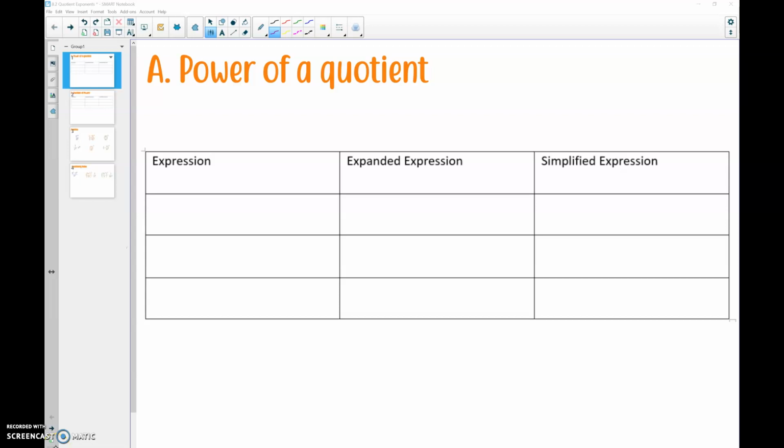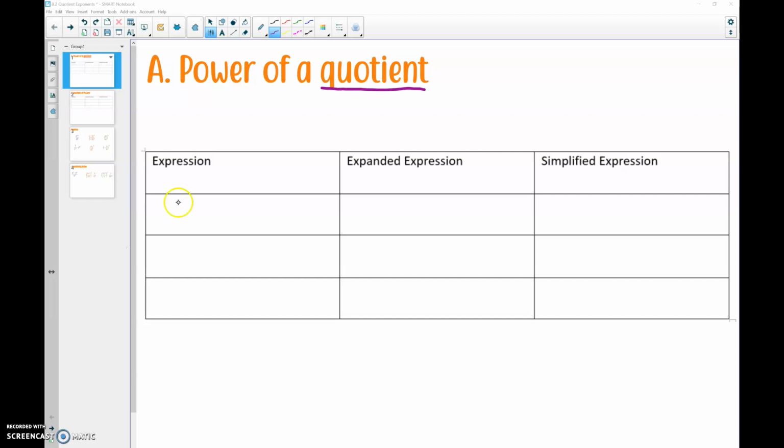We are going to work through power of a quotient. Last time I saw you, we worked through the rules for products with powers. Now we're going to switch gears and go to quotients. So take a minute, set up a table for yourself like we've been doing in our notes, and label it as power of a quotient. All right, here we go.